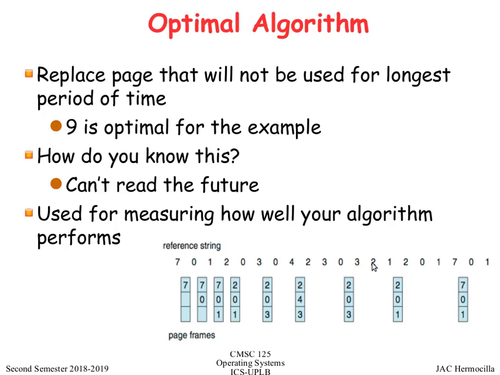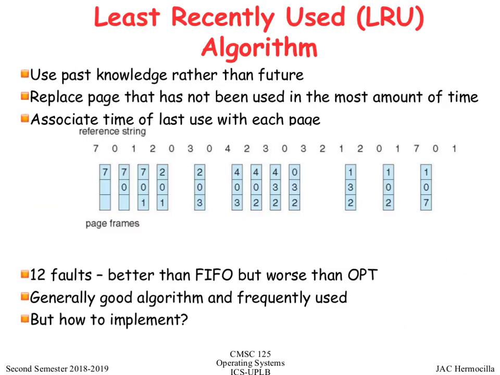However, the problem with this is, of course, there is no way to look into the future to determine which page will not be used for the longest period of time. So we need an approximation. And that approximation is called the least recently used algorithm. So instead of looking forward in time, you look backward. You determine which page has not been used in the most amount of time. Yung laging hindi ginagamit, so tanggalin mo na yan.